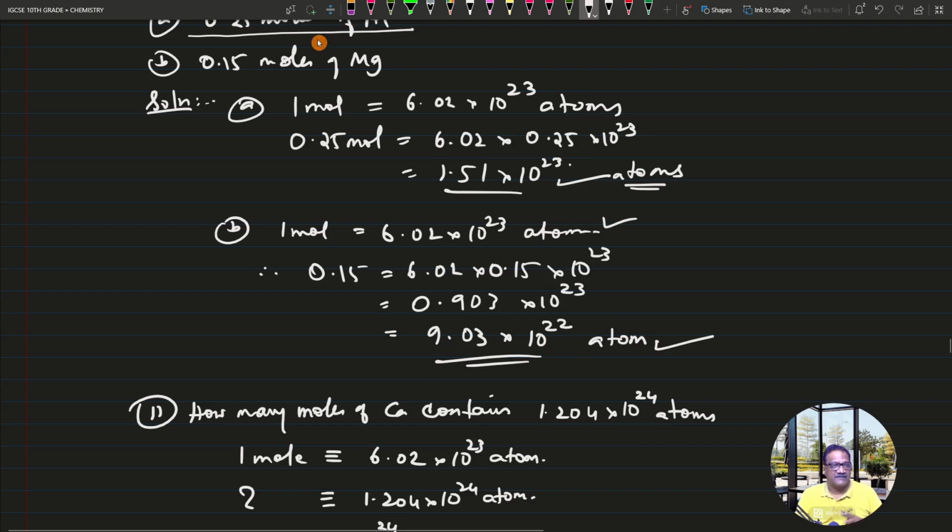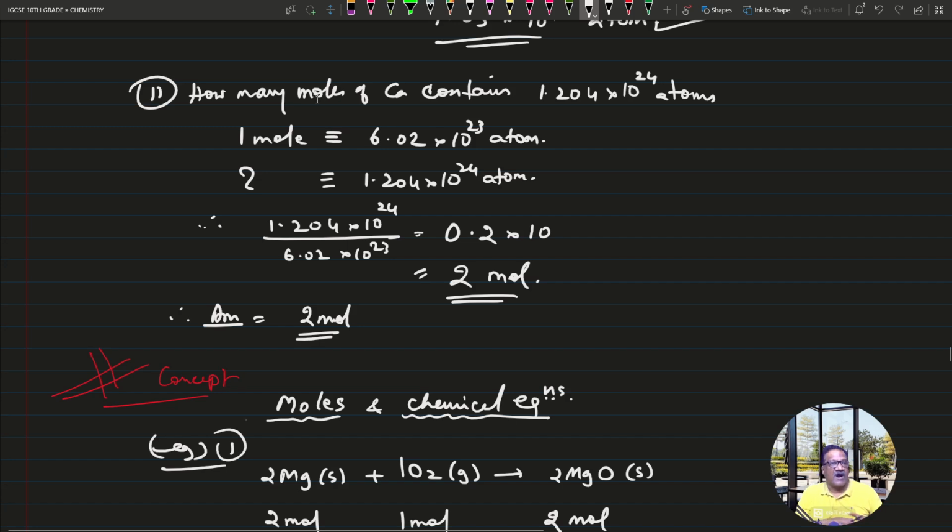Next question, 11th. How many moles of calcium contain 1.204 into 10 raised to 24 atoms? Now this is the reverse one. Now 1 mole of calcium will contain 6.02 into 10 raised to 23 atoms. Therefore, how many moles will contain this many atoms, 1.204 into 10 raised to 24?